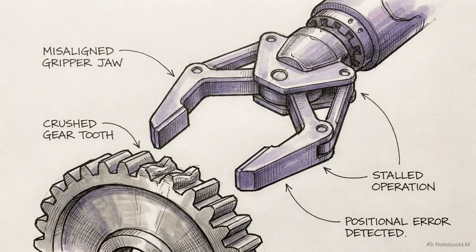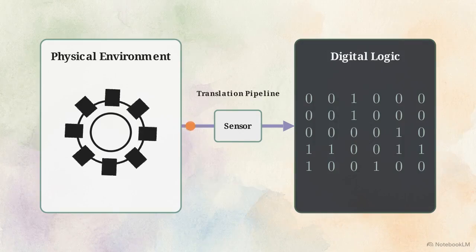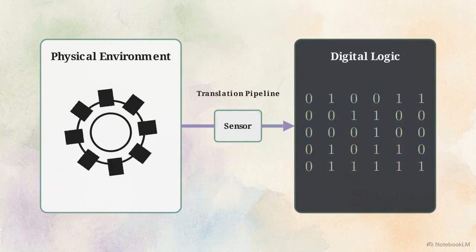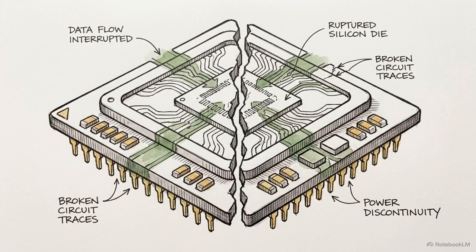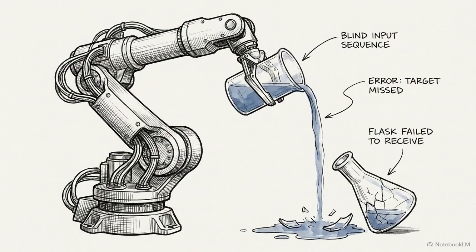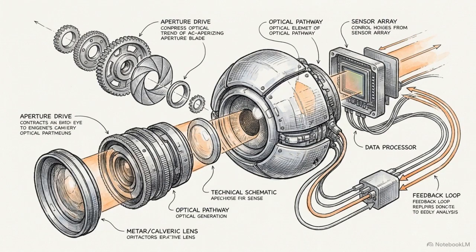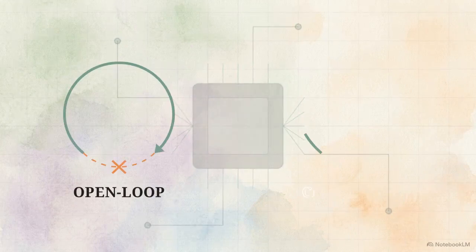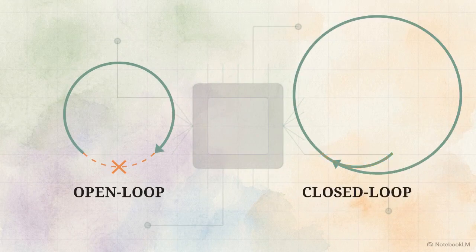But despite appearing intelligent, these machines do not actually understand the physical world. They rely entirely on a rigid translation pipeline to bridge the gap between their environment and their internal digital logic. Control systems are categorized based on how they handle this gap. Some operate blindly, executing instructions regardless of external changes, while others observe their environment and adapt. A system's ability to adapt to changing conditions relies entirely on its underlying architecture, specifically whether it is built using an open-loop or a closed-loop design.